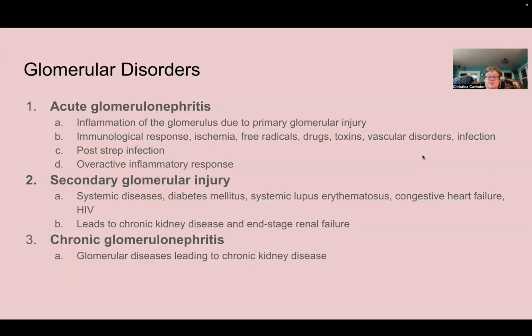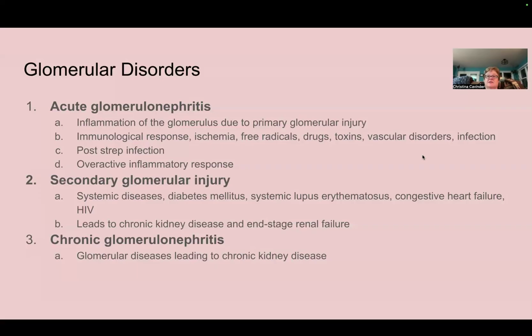Secondary glomerular injury, this can be caused by certain systemic diseases like diabetes, which is one of the number one reasons of damage to the kidneys. Hypertension is another one. Systemic lupus, congestive heart failure, or HIV can cause an injury to the glomerulus.